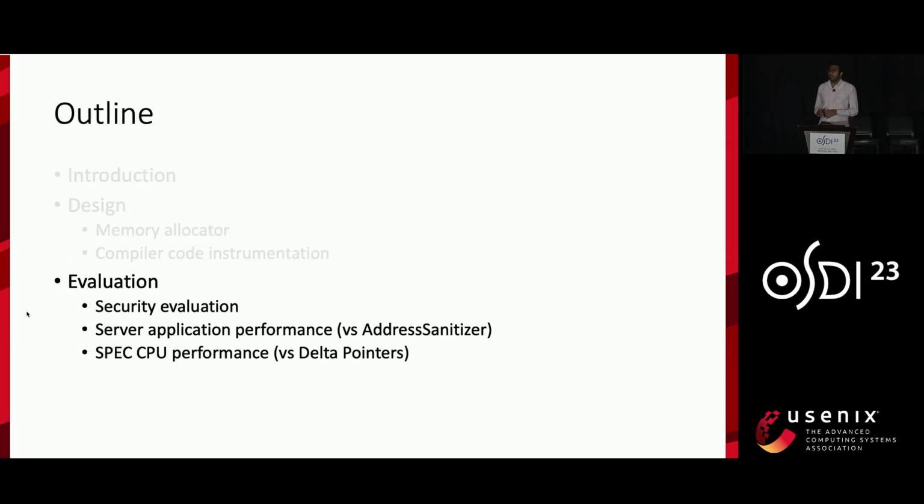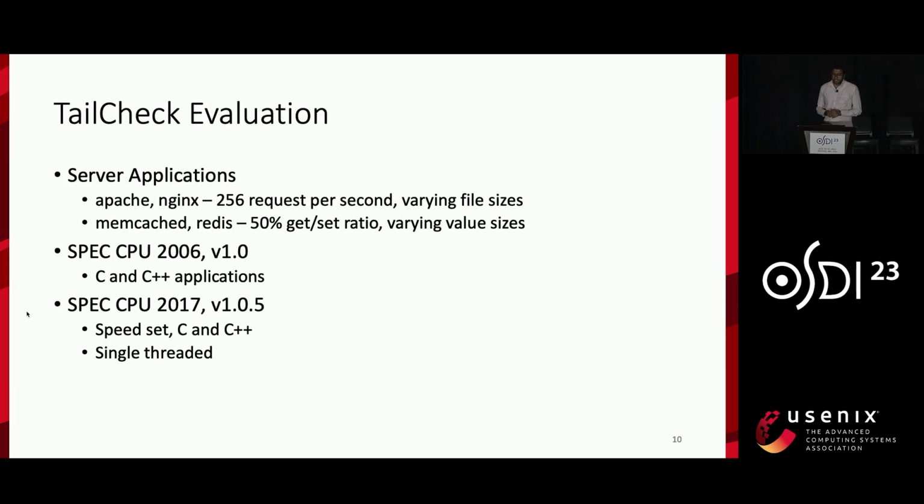Now that we have seen how we have designed and implemented TailCheck, let's look at the evaluation. For evaluating TailCheck, we used server applications and we used the SPEC benchmark suite. Server applications, we used 4 server applications. 2 of them were web servers and 2 key value stores. For Apache and nginx, we used 256 requests per second, varying the load size. And for memcached and redis, we used 50% get-set ratio, again varying the value sizes of what is inside.